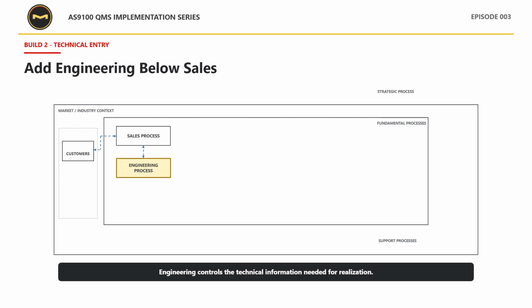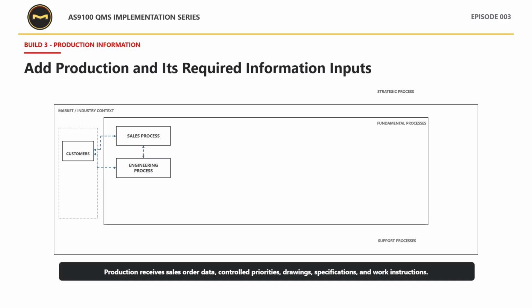Engineering interprets drawings, specifications, technical requirements, and changes, converting them into the controlled technical definition needed to realize the product. Now add production beside engineering. For now, connect production to sales and engineering with dashed information lines. Sales communicates priorities and commitments. Engineering provides the drawings, specifications, and work instructions needed to perform the work. We are still building the informational network, so material has not been added yet.